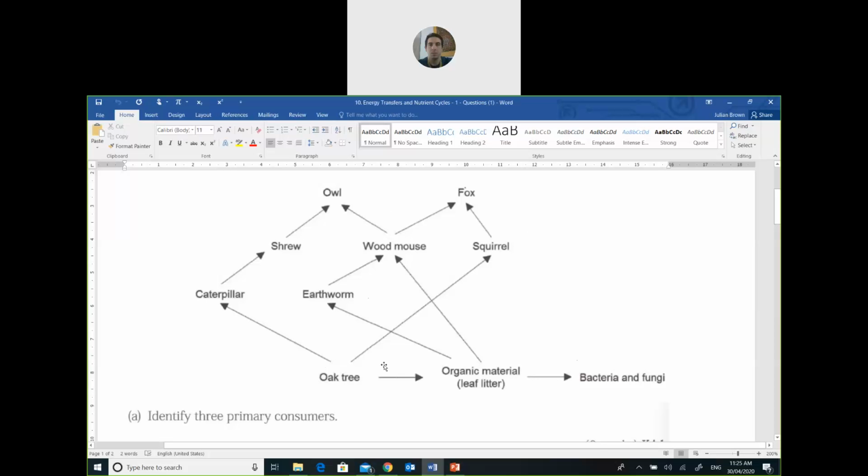So none of these animals would be able to gain energy from our primary producers here because we would lose both of these.